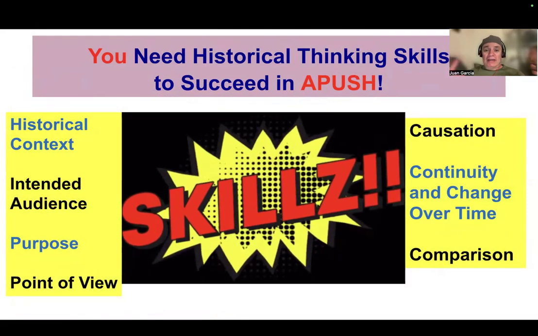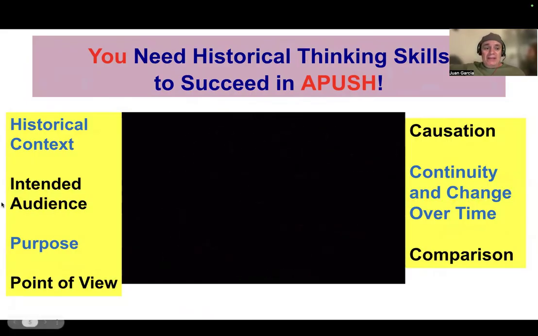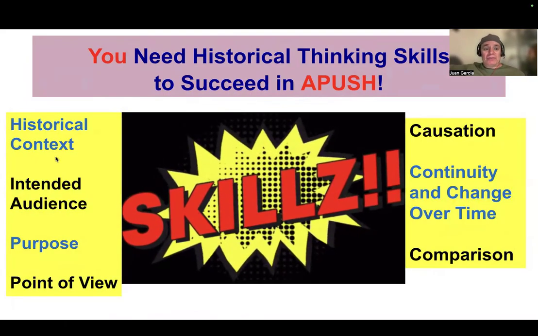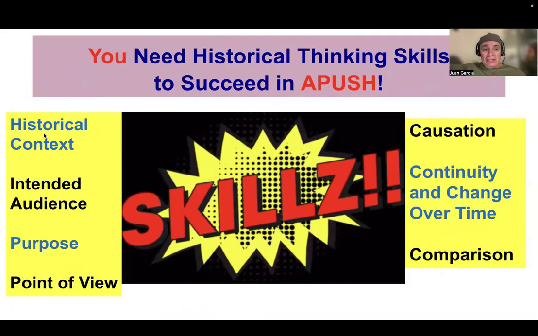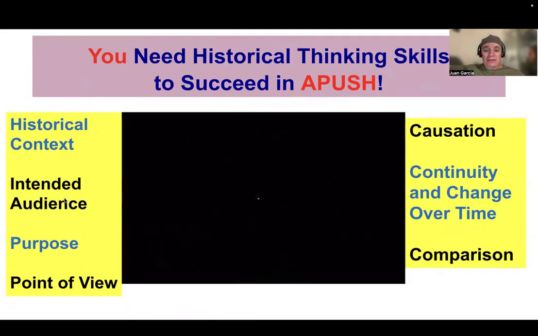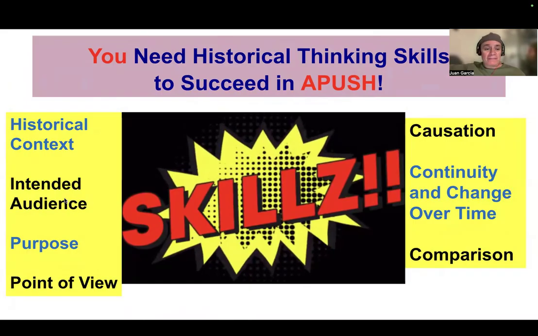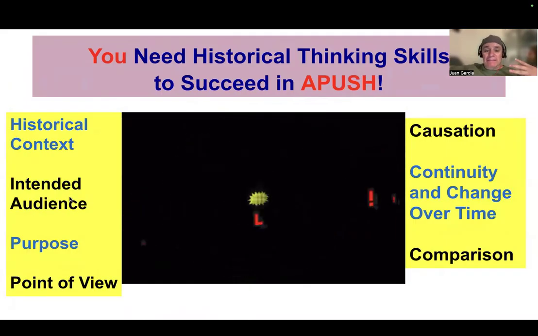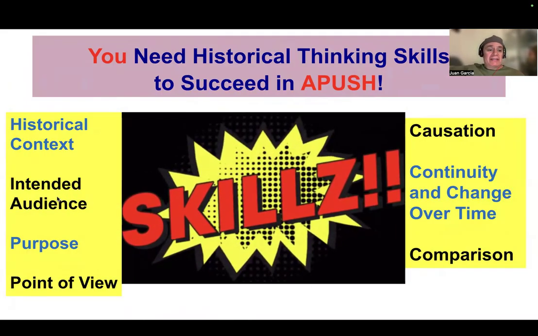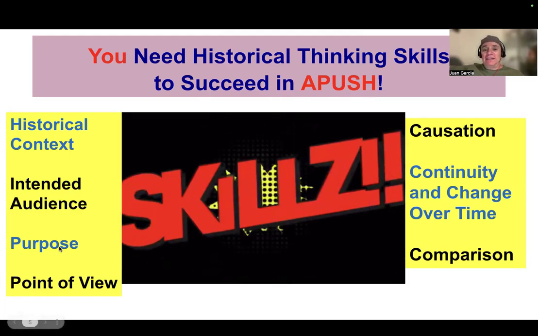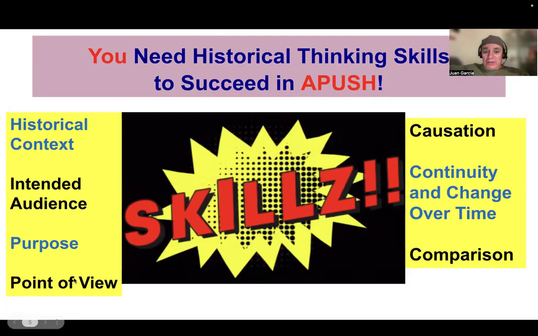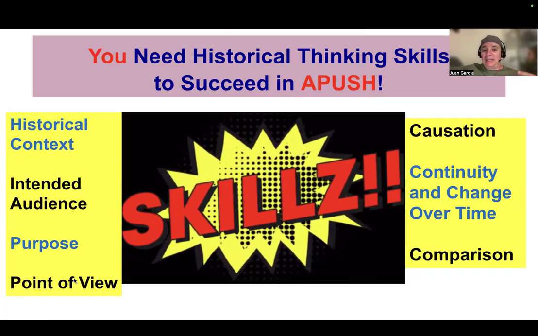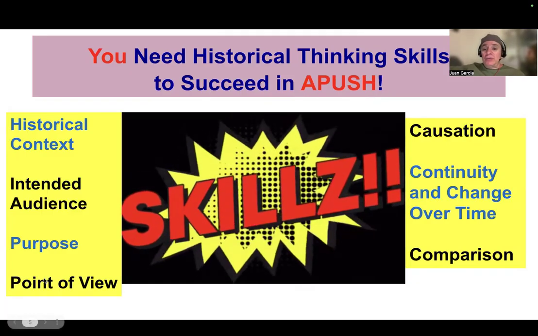So the skills that you need to pass this test are very simple. You will see them in APUSH. Historical context: what's going on in the time period, what's going on economically, politically, socially, etc. Intended audience: who were these sources intended for? Was it a speech to the members of Congress or the military, etc.? Purpose: what is the purpose of this flyer, of this propaganda poster? The point of view: does this person agree or disagree with U.S. expansion, or with going into World War I? So you're looking at those skills.